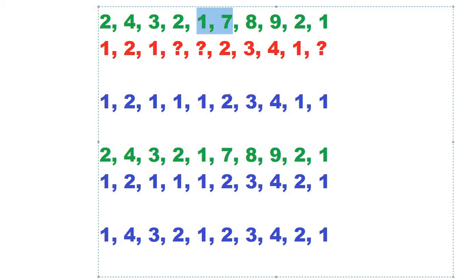7 is higher than 1, so we should give 1 more candy like this. And 8 is higher than 7, so we should give 1 more candy than the previous one. 9 is higher, so we give 1 more, as 4. And 2 is less than 9, so we can give 1. There's no problem. But when we go to the last element, 1 is less than 2. But we cannot give 0 again in this situation, so we give 1 again. And we have created our temporary array.